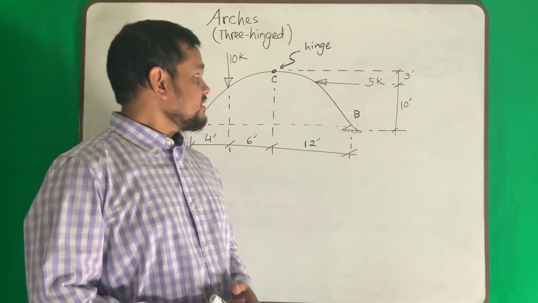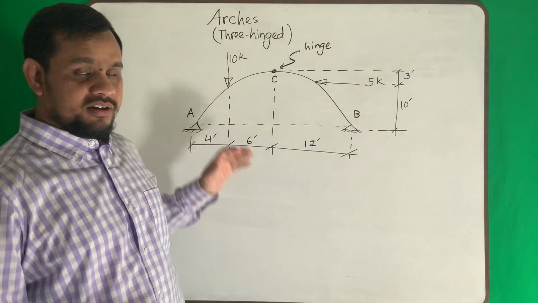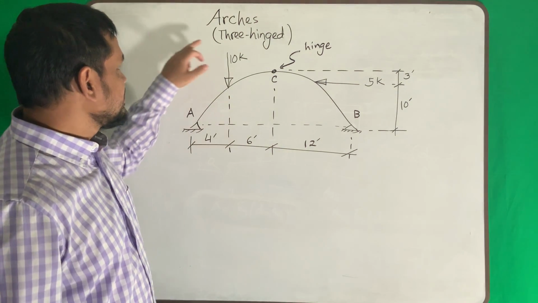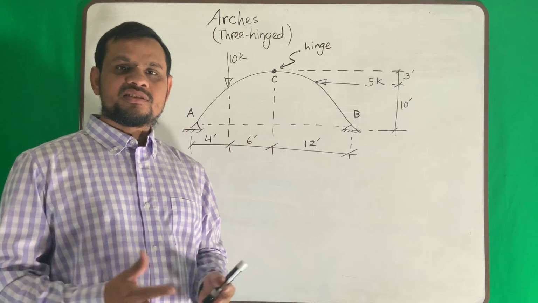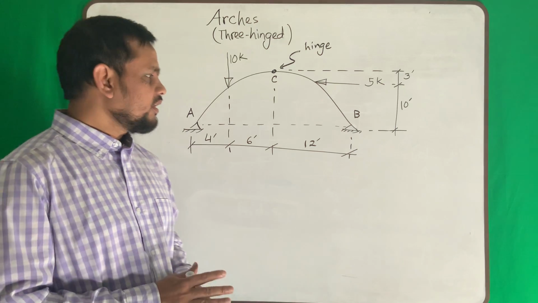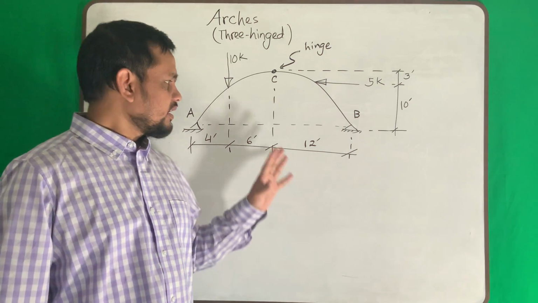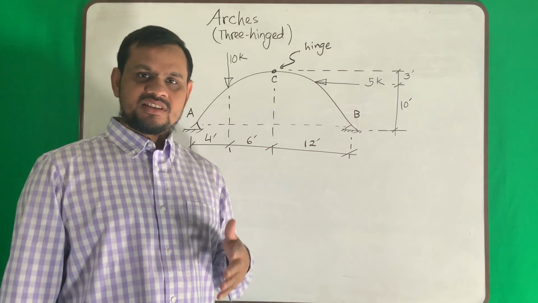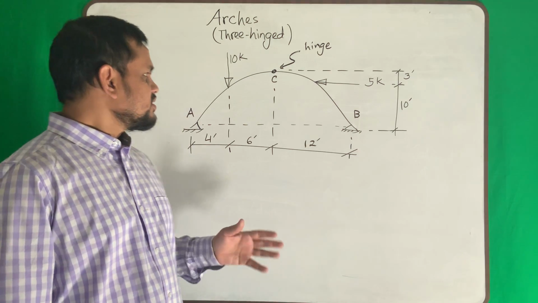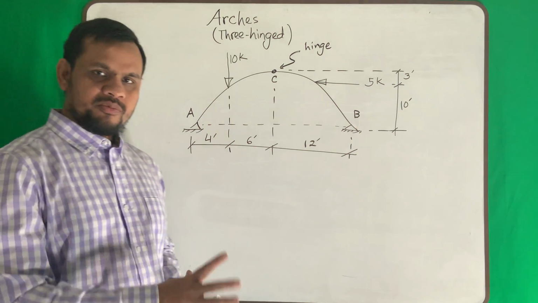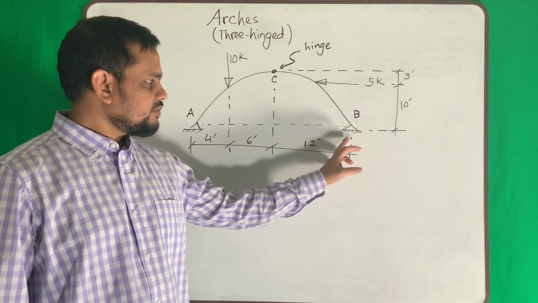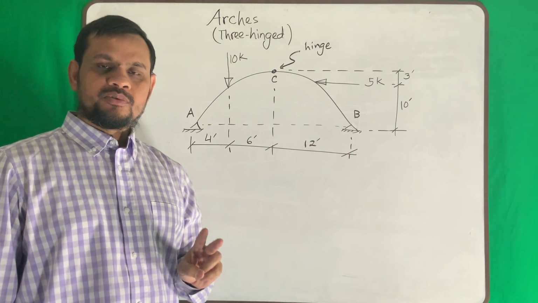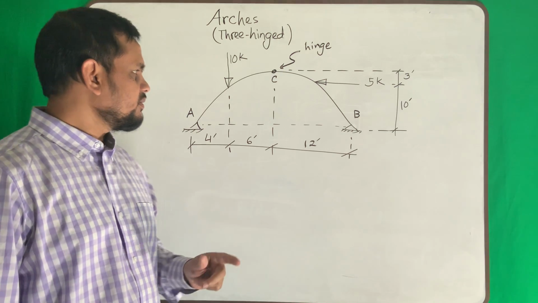This time we will discuss arches, and inside arches we will discuss three-hinged arches, because this is the easiest type of arch possible, and we can solve this arch using our statics equilibrium equations. So I drew here a simple arch. It has one pin support here, another pin support here, so two pin supports or hinge supports, whatever you call.